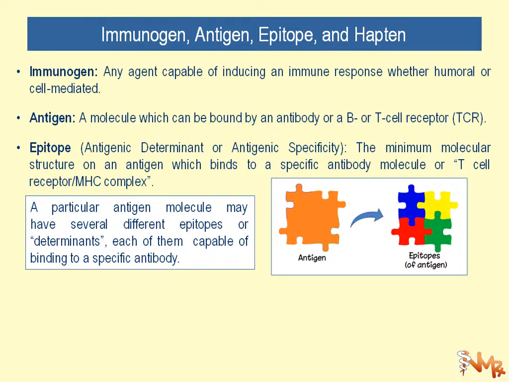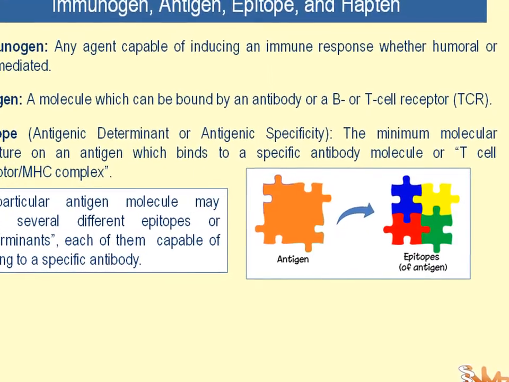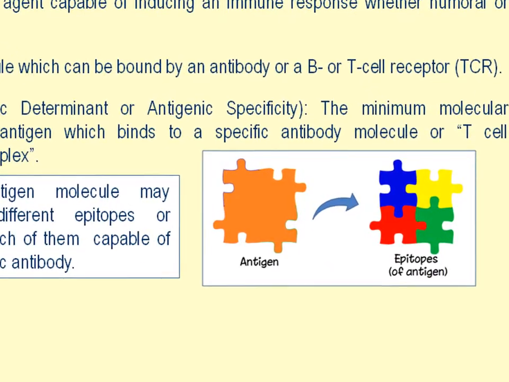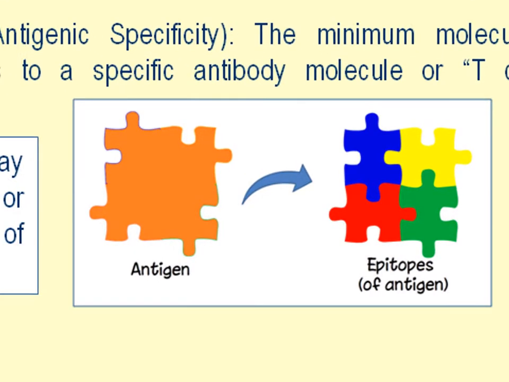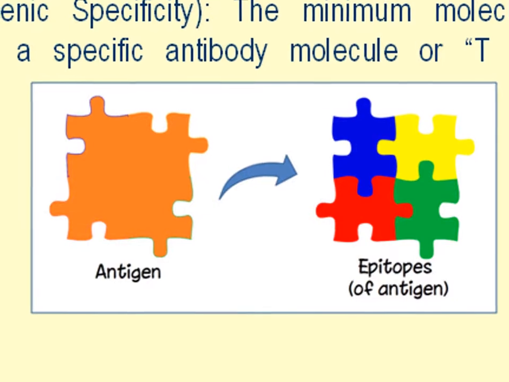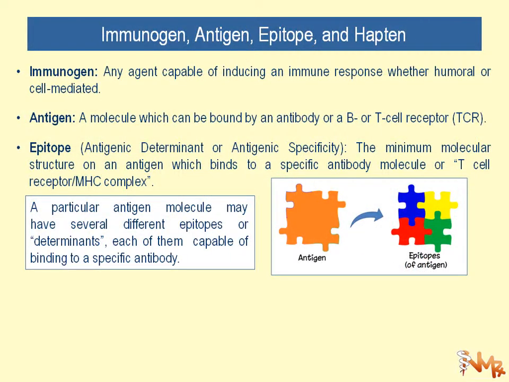To illustrate an epitope and distinguish it from an antigen, this diagram I feel is very helpful for you. A particular antigen molecule may have several different epitopes or determinants. Each one of them is capable of binding to a specific antibody. For instance, in this particular antigen that I'm showing here, we have 4 epitopes, and each one of those epitopes is able to bind to a specific antibody produced by the plasma cells.